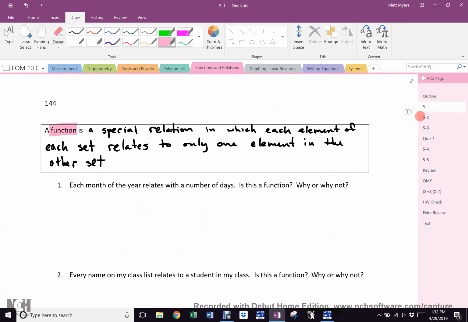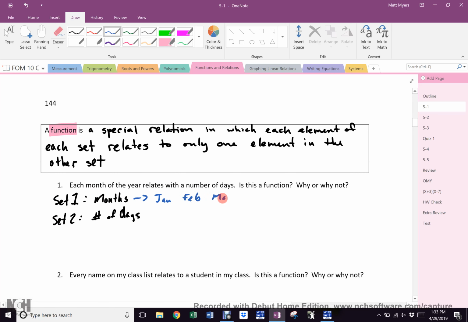Let's see if you understand. Turn the page over to 144 and let's see if you get it. Each month of the year relates with the number of days. First of all, what is one set? What is set one? Months. Excellent. What is set two? Number of days. Agreed? What are the elements in set one? Jan, Feb, March, and so on.